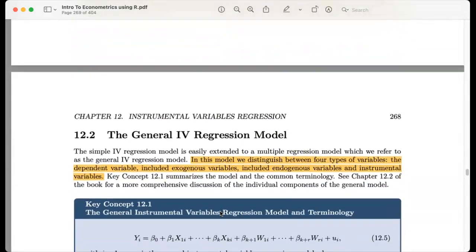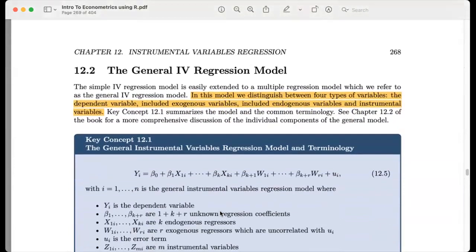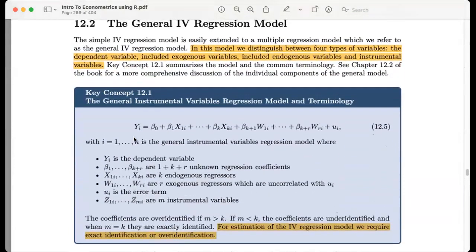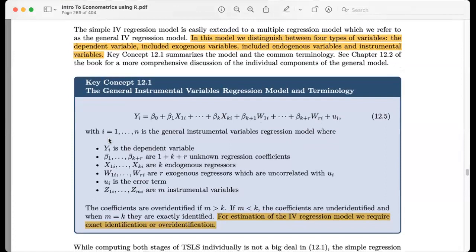Now he wants to generalize to the general IV regression, and that's how the generalized model would look. It's still the same regression framework, like 12.5. We have our regression equation Yi equal to the betas, the X's, and the W's, which are the exogenous variables that we want to add in the model to deal with the omitted variable bias, and then the error term. The i is the observations.